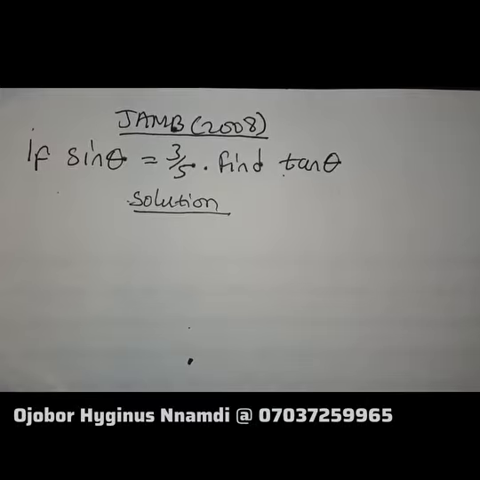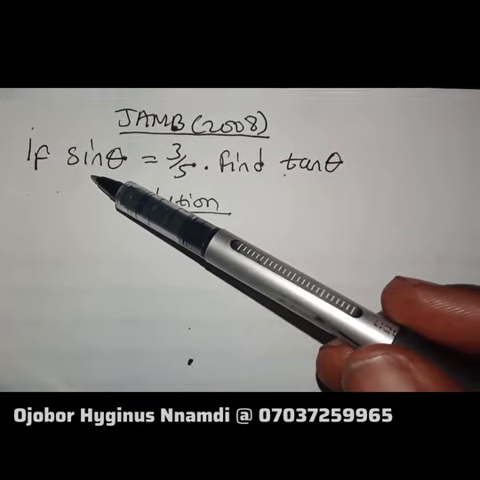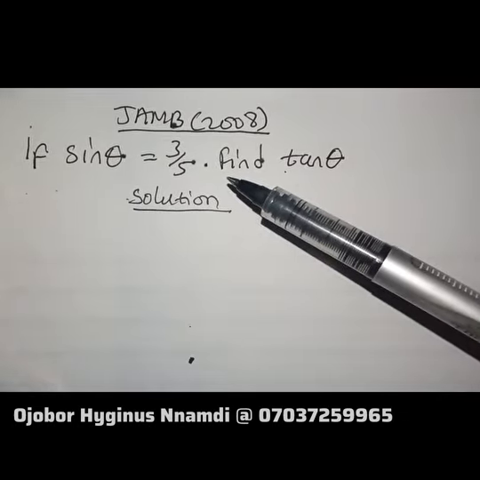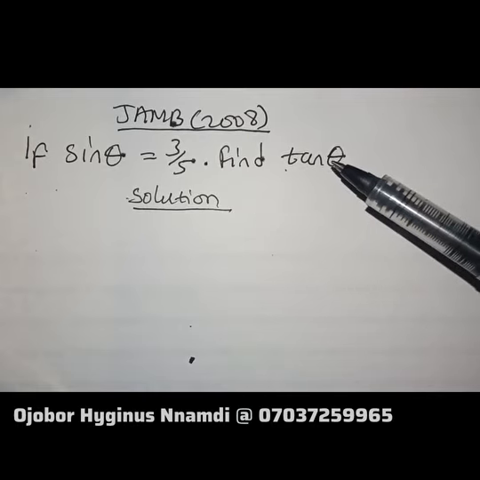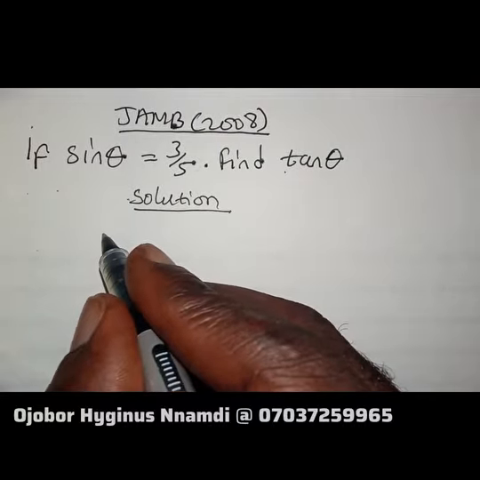Okay, let's look at this JAMB question that says if sine theta is 3 over 5, find tan theta. It's a very simple question. Looking at this question, whenever you are given any of the trig ratios of a given angle and you are asked to find another of the same angle, what you will do is to first of all draw a right angle triangle.